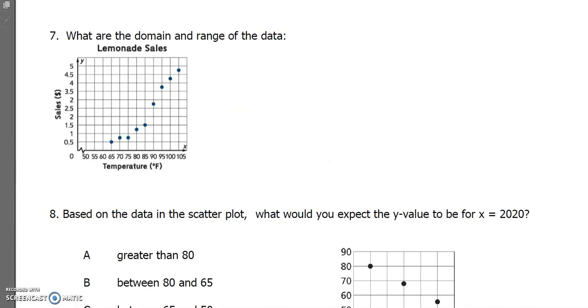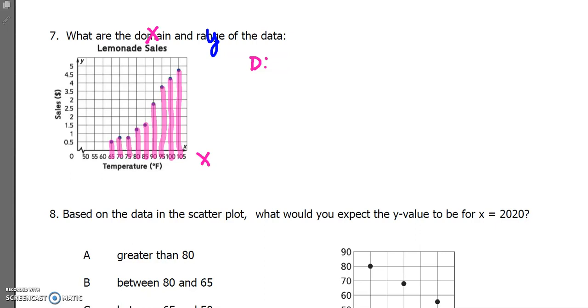Okay, number 7 is saying what are the domain and range of the data? So remember, domain would be our X values, and range is going to be the Y values. So let's start with the domain. Domain values would be the X values. So I am wanting to look at each point. I'm going to go down and get those particular points, because remember, this is a discrete graph. I have individual points, so that means I'm going to have individual numbers for my domain and my range.